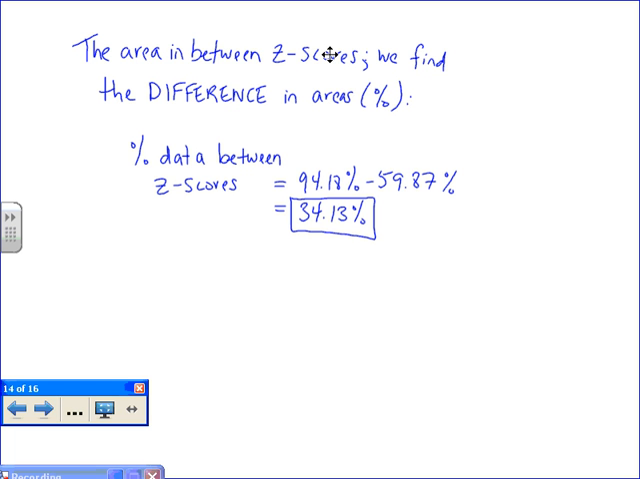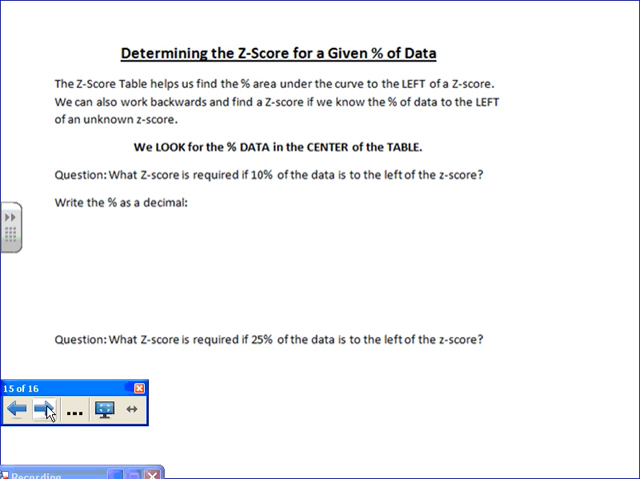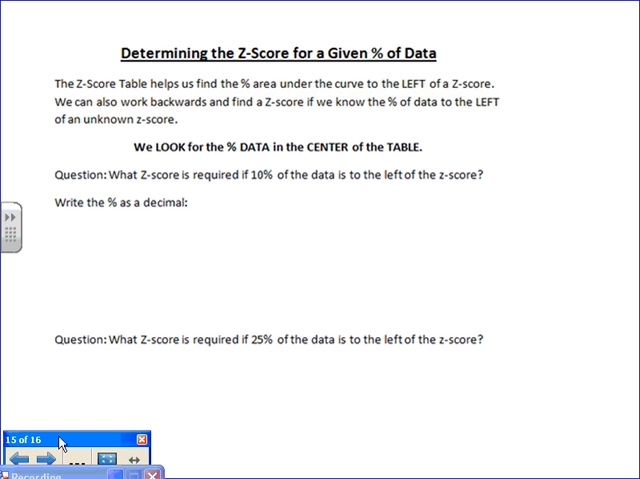Great. So I think now we've covered how to find the area to the left of a z-score, to the right of a z-score, and now even in between two different z-scores. Let's carry on and look at the very last topic that we're going to deal with in statistics, and that is, if I know the percentage of area to the left of a z-score, can I work backwards and figure out the z-score? And it's very easy to do. So we've already used our z-score table to figure out, if I know a z-score, I look in the center of the table and I find the area under the curve, and I then multiply it by 100%. We can also work backwards.